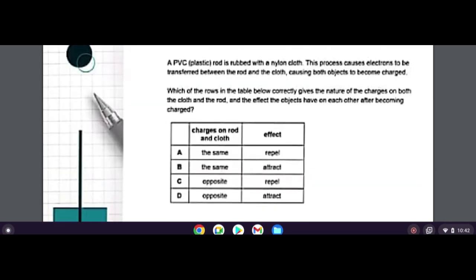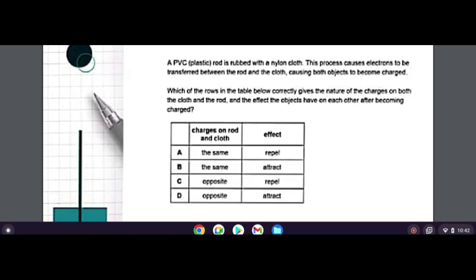The plastic rod is rubbed with the nylon cloth. This process causes electrons to be transferred between the rod and the cloth, causing both objects to become charged. Which of the rows in the table below correctly gives the nature of the charge on both the cloth and the rod and the effect the objects have on each other after becoming charged? A. The same, repel. B. The same, attract. C. Opposite, repel. D. Opposite, attract. What will be the correct answer?